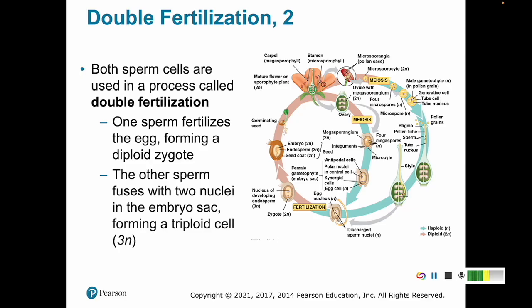1 sperm will fertilize the egg and form a diploid zygote that will go on to mature to become the plant. And the other sperm fuses with 2 nuclei in the embryonic sac, which produces a triploid cell. And that cell is going to become the endosperm that will provide a source of food and protection for the developing embryo.